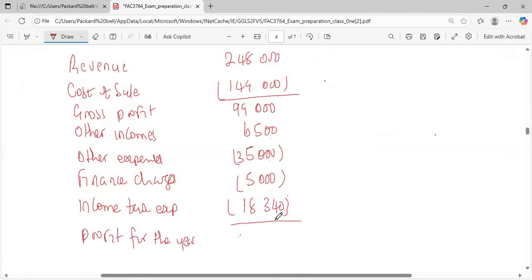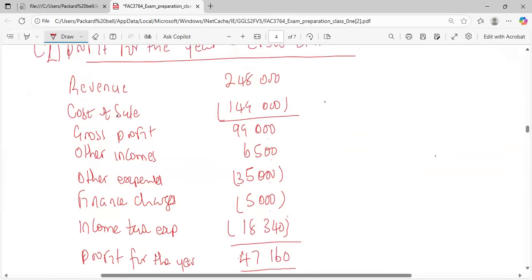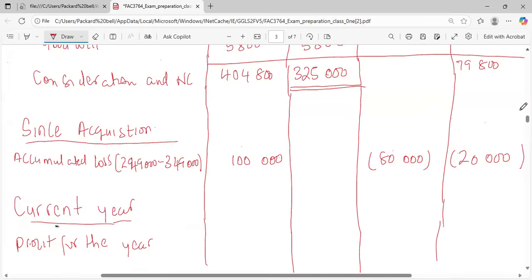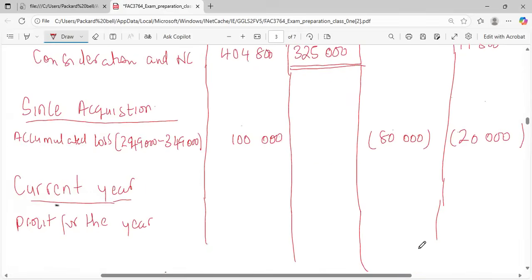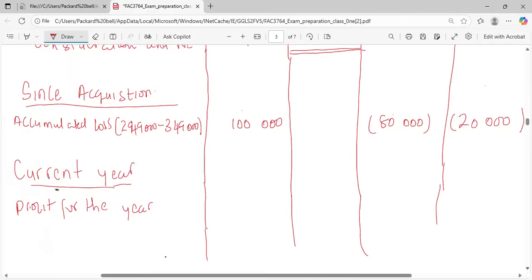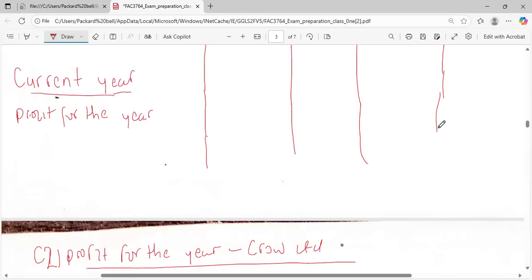So this one is going to be 47,160. So we now have the profit for Pro Limited. So we can go to here. Okay, so we can come here and fill in. There's something that I'm still thinking of.